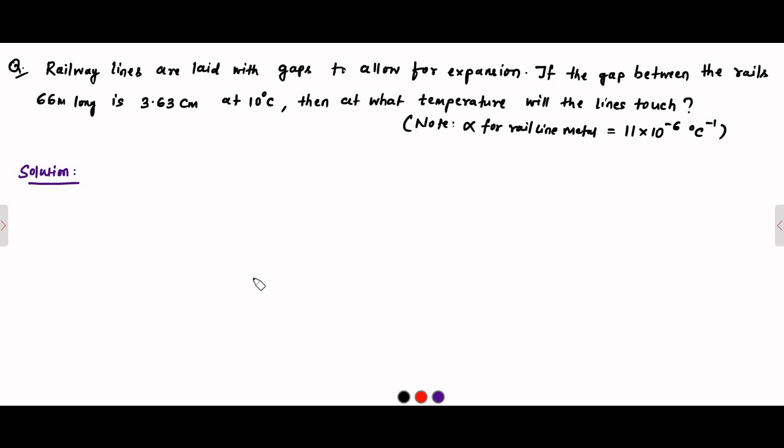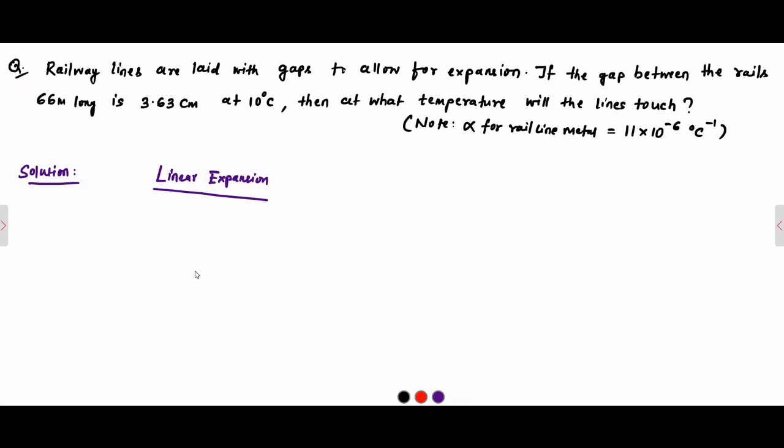And it is given that the coefficient of linear expansion alpha for the metal which is used for the railway line is equal to 11 into 10 to the power minus 6 degrees Celsius inverse. Okay, so this question is on thermal expansion but in the linear expansion category, expansion along a single direction, in one dimension.